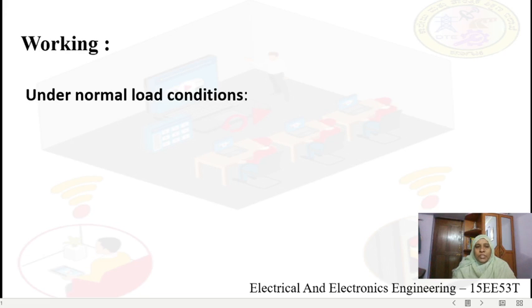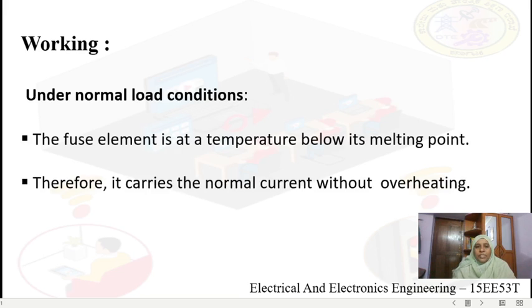I told you the fuse is present in the circuit in normal condition as well as in faulty condition. So let us see how it works when the system is healthy. Under normal load conditions, the fuse element is at a temperature below its melting point. Therefore, it carries normal current without overheating. When the system is healthy, the normal current flows through the circuit and through the fuse. So the fuse temperature will be below its melting point. Hence, there will not be any overheating. Only normal heat will be produced.